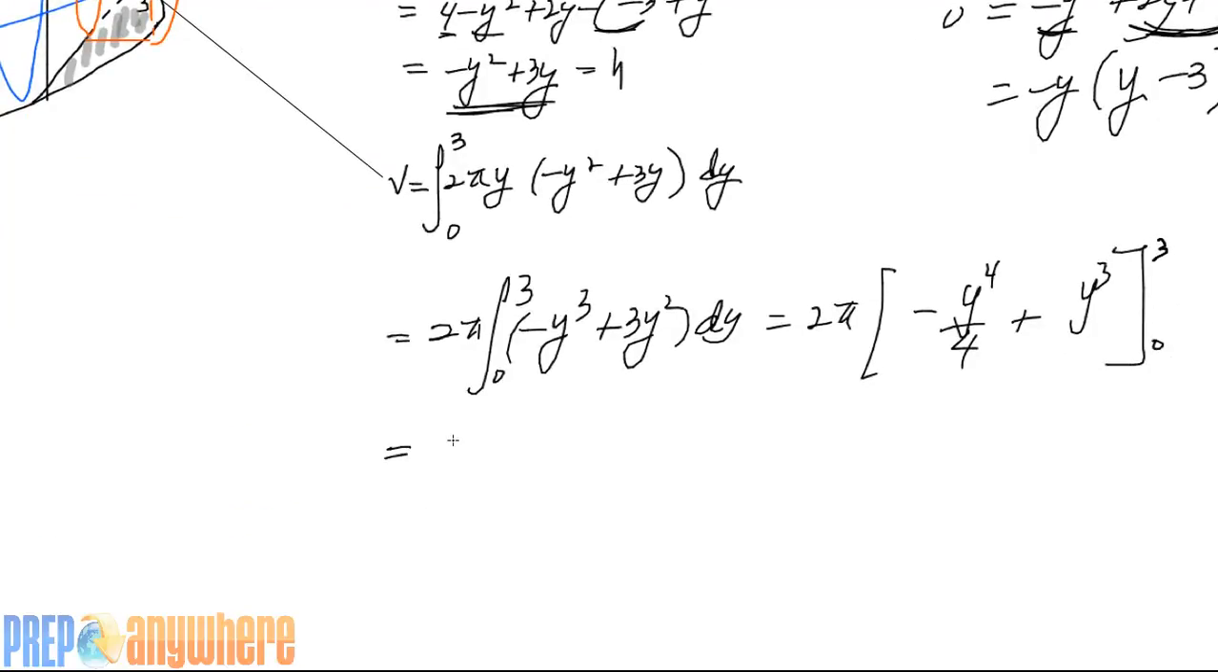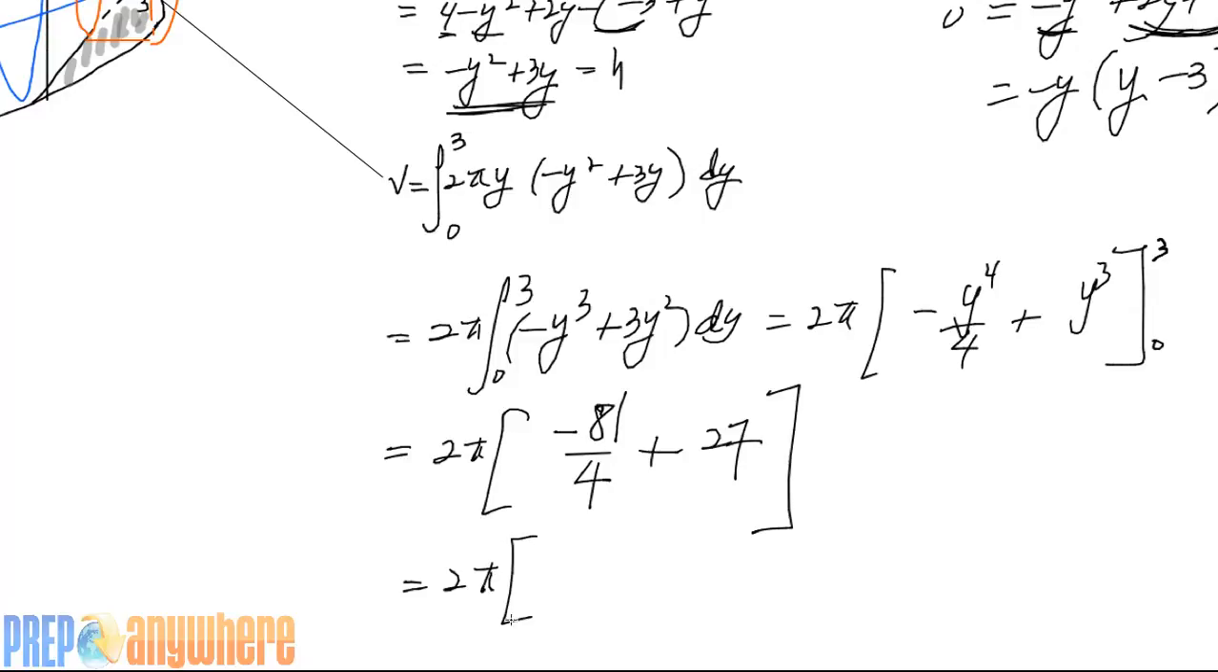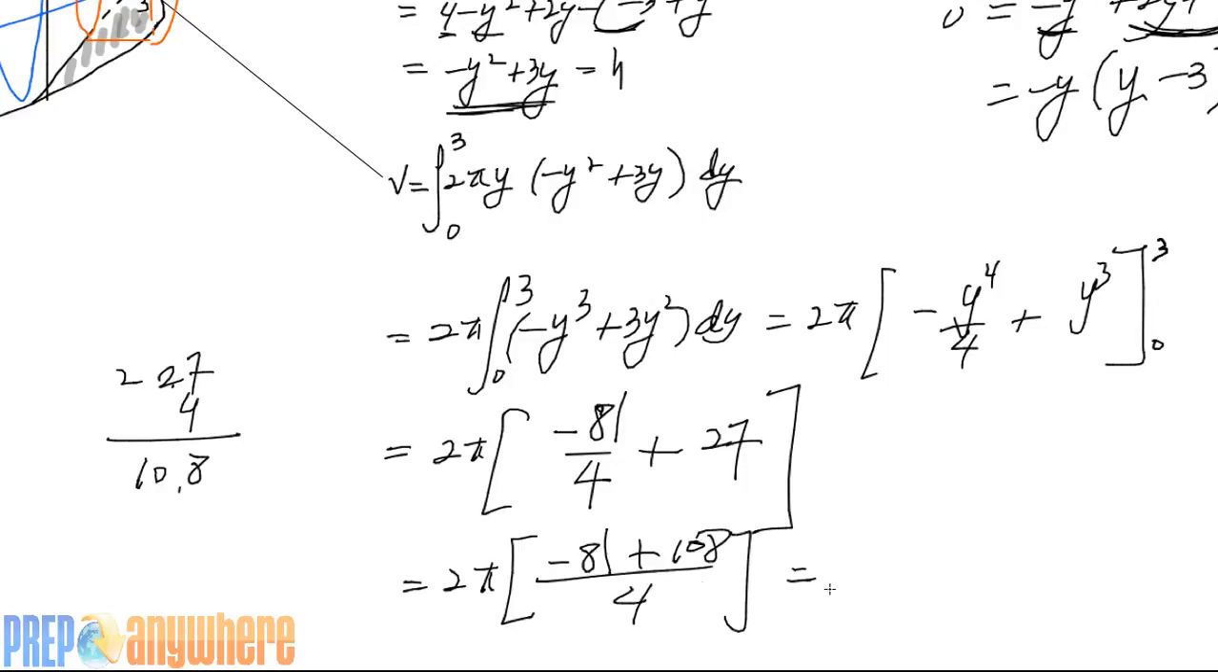Let's plug in 3 and you get minus 81 over 4, and it's 27. Plug in 0, you'll just get 0. So you have 2 pi times (minus 81 plus 27 times 4) over 4. 27 times 4 is 108. That'll reduce to give you pi over 2 times 27. So the answer is 27 pi over 2.